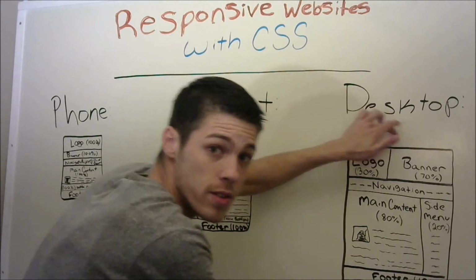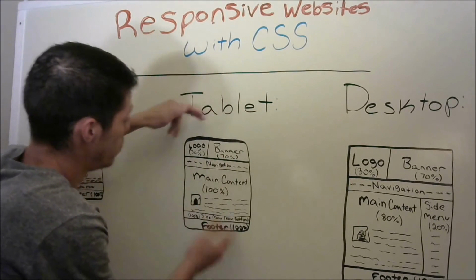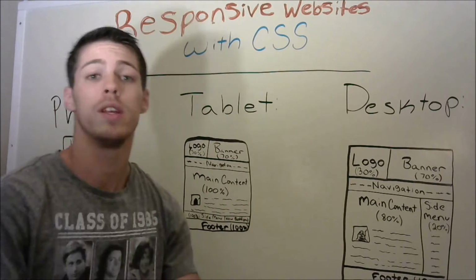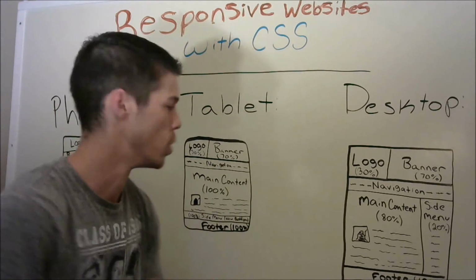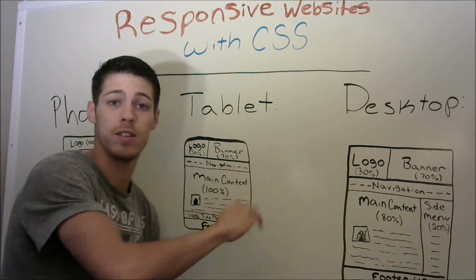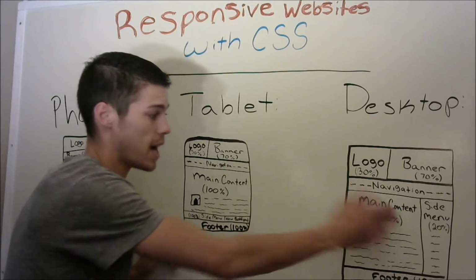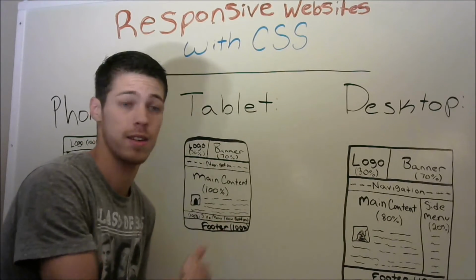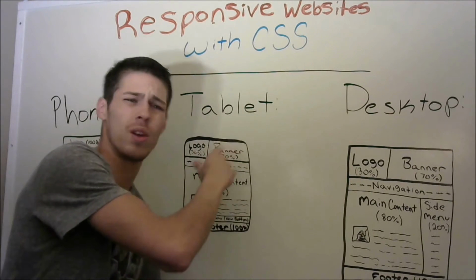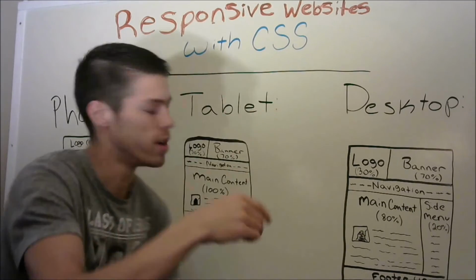But when we bring this over here, you are losing a little bit of something. The only change that I actually did was I stretched out the main content to make it 100% of the width of the browser, and then I made the side menu underneath that main content. Everything else is the same. We have a 30% logo space, 70% banner space, whatever.